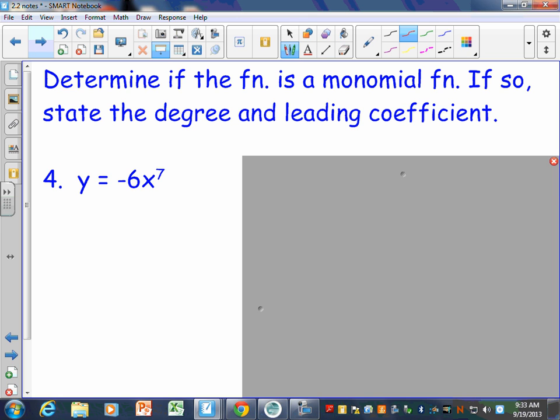No. Well, trying to think, like if it was like x plus 7 squared, but no, I think we would say that's not a power function. A power function is just a constant, a variable to a power.